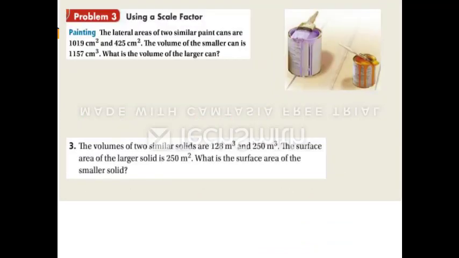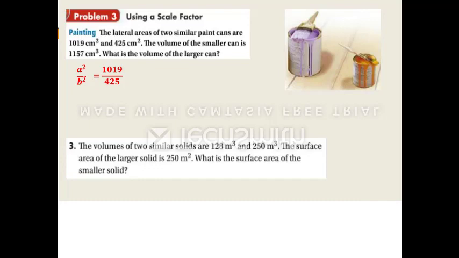What about the other example? The lateral areas of two similar paint cans are 1019 square centimeters and 425 square centimeters. The volume of the smaller can is 1157 cubic centimeters. What is the volume of the larger can? Since we have two areas, let's write the ratio of areas, a squared to b squared. This equals 1019 over 425.